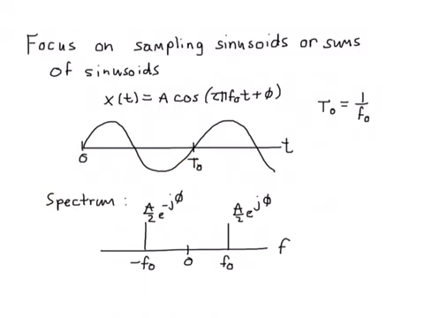Now the spectrum of this sinusoidal signal contains two lines, one at minus f0 and one at plus f0. The amplitudes associated with these lines are A/2 e^(jφ) for the positive frequency and A/2 e^(-jφ) for the negative frequency. So this is the time domain representation of the signal, and this is the corresponding frequency domain representation. We're going to focus on sampling signals of this type.